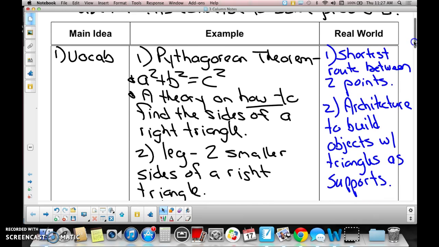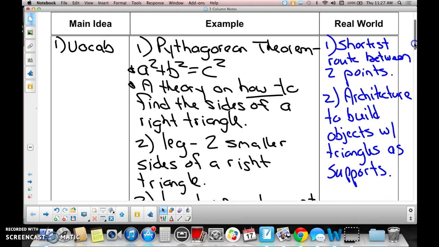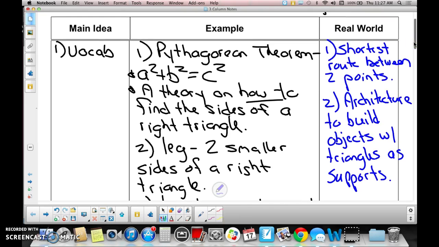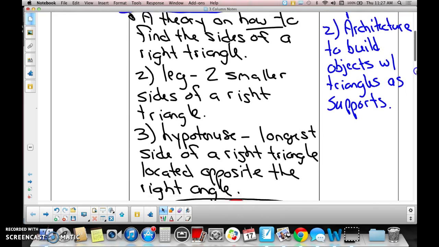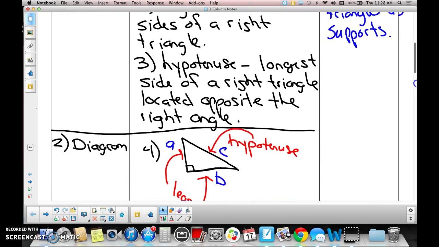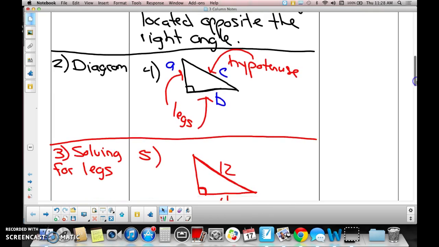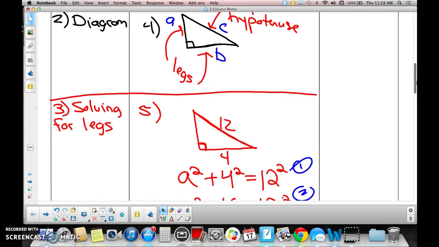So we identified what a leg was, what a hypotenuse was, and exactly what the Pythagorean Theorem was. I know you already have this. Most of you already have this memorized. But that is something you're going to use over and over again in math. Not just in 6th grade, but for probably ever, as long as you continue in math classes and in life. Here's the diagram of the Pythagorean Theorem that's going by us right now.